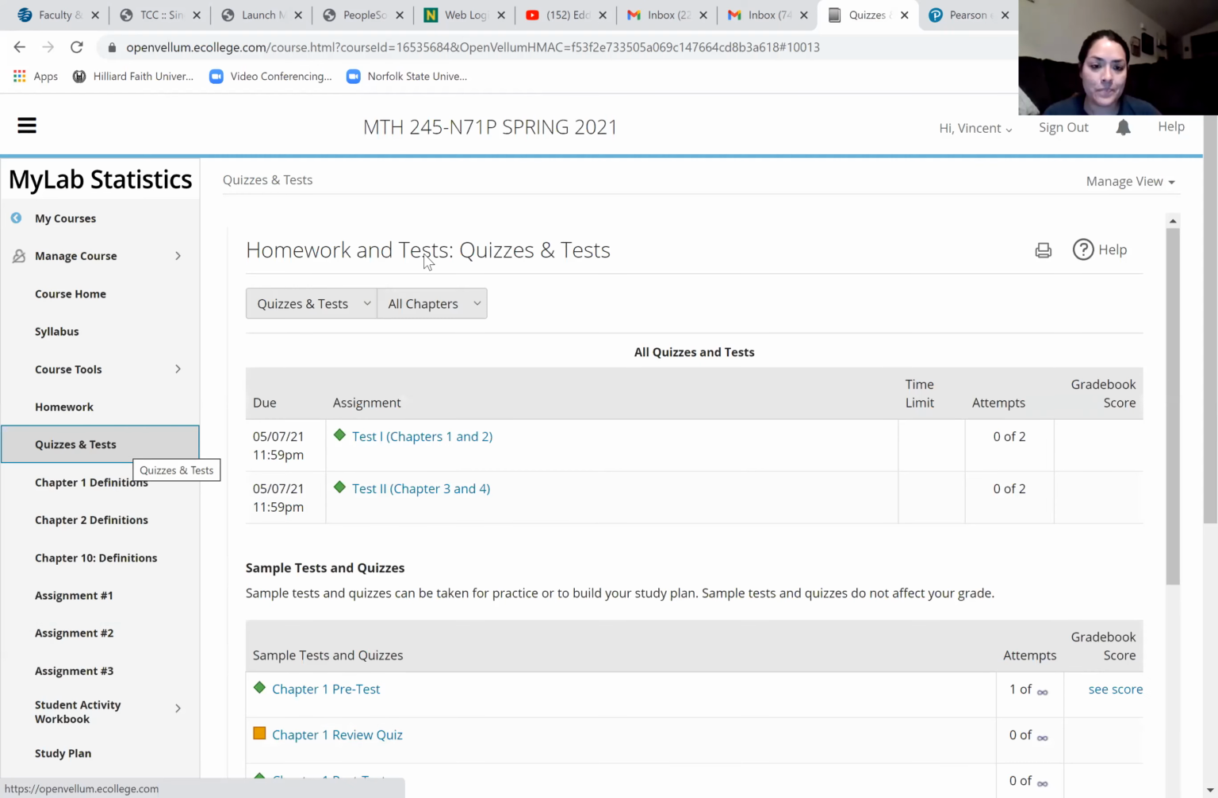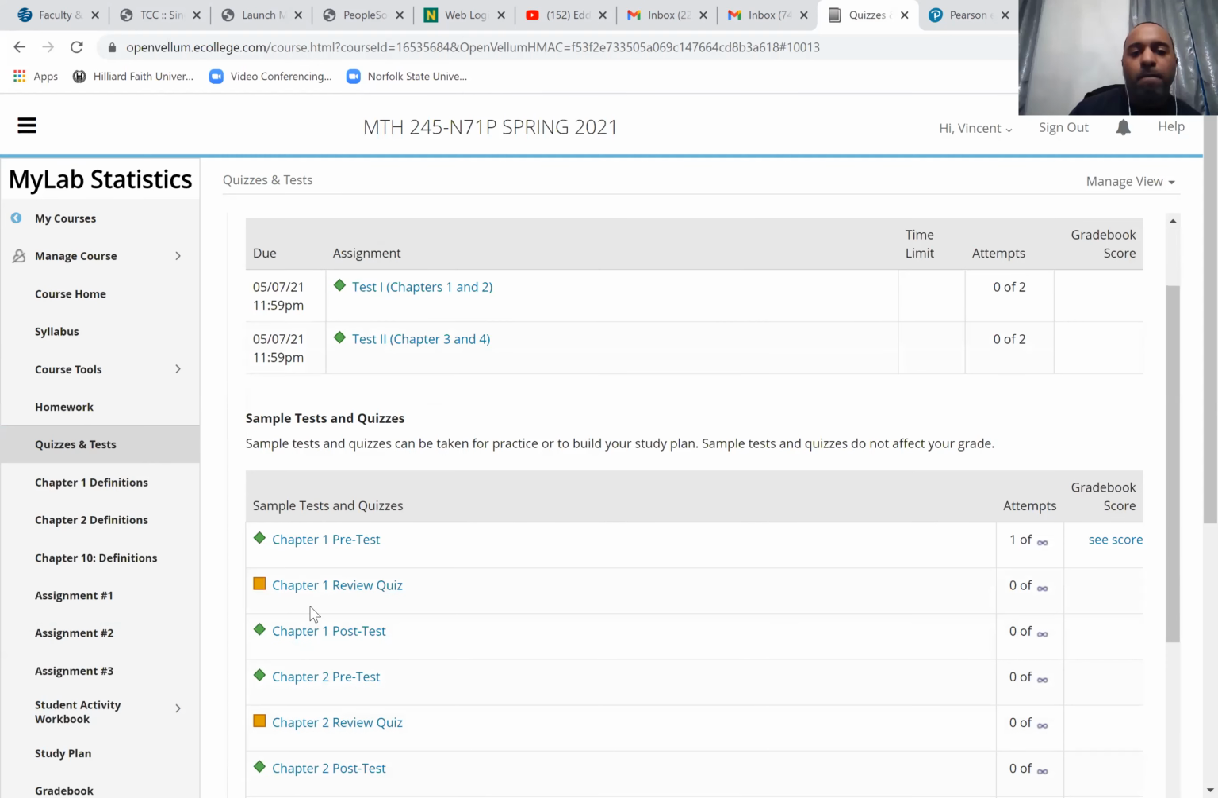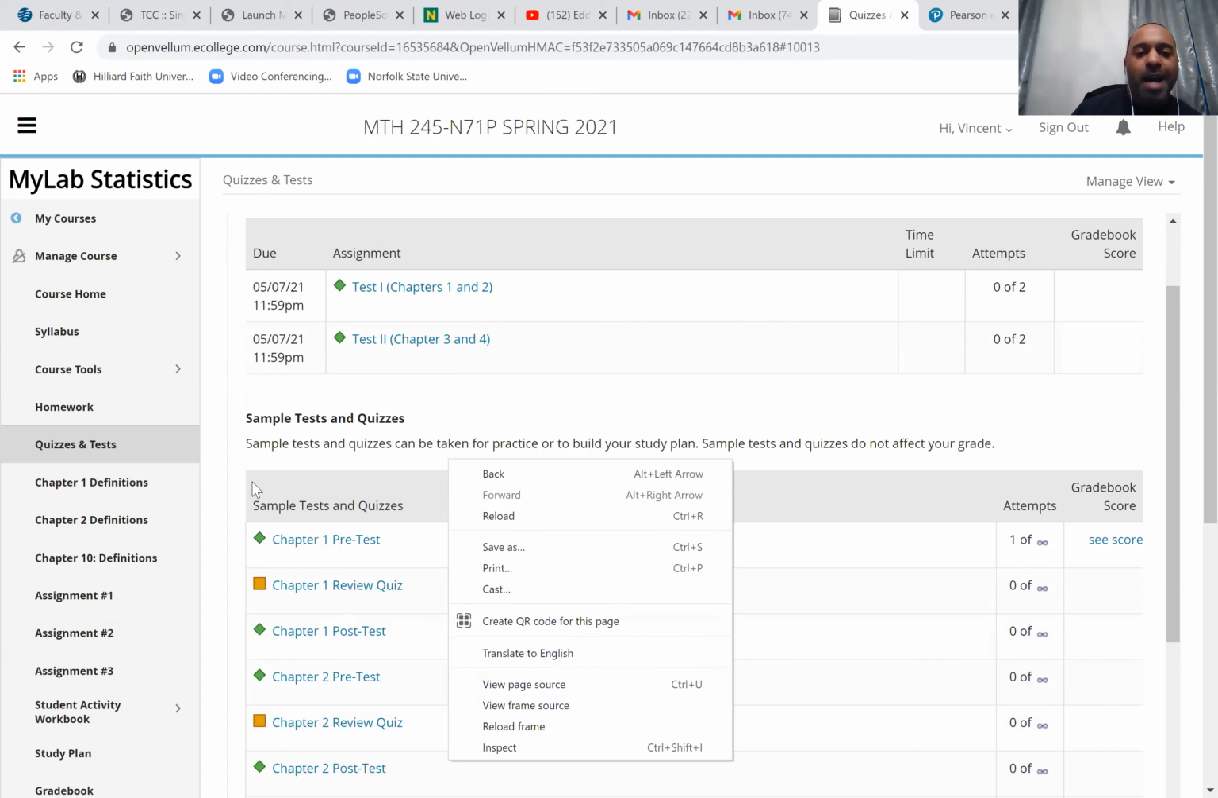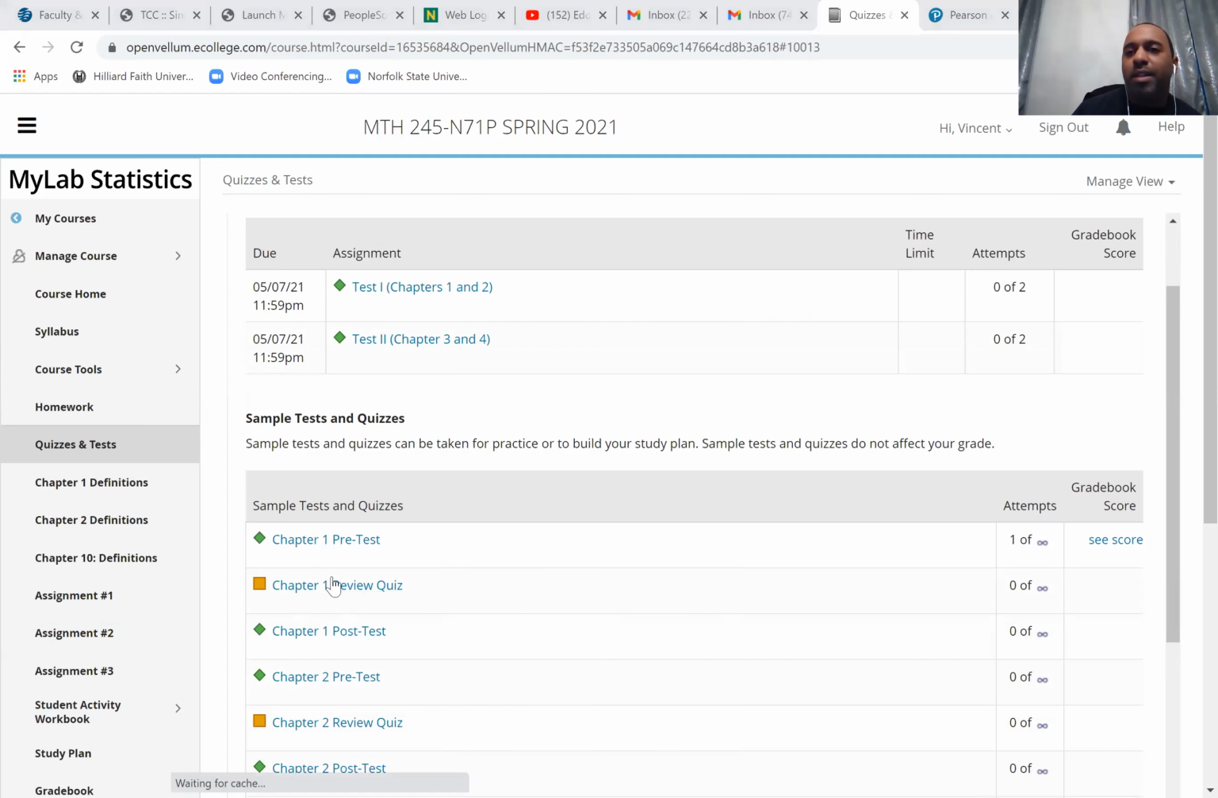Also, since your first day, we talked about this. Don't do these down here, the pre-test, post-test type stuff. Notice it says sample tests and quizzes. I didn't mean to click that. I can't delete these, that's something MyMathLab has. So these are your tests right here. Okay, yep, got it. Sounds good, thank you.